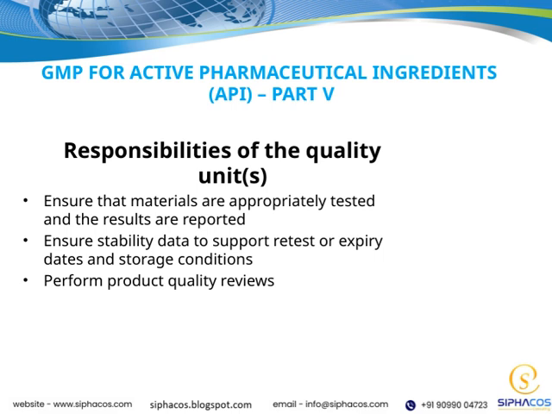Another critical responsibility is performing product quality reviews. These reviews help us identify any trends or issues that might impact product quality, allowing us to take proactive measures. All of these responsibilities tie directly into our broader goal of maintaining good manufacturing practices, especially for active pharmaceutical ingredients, or APIs. Ensuring high quality at each step helps us deliver safe, effective medicines to patients.